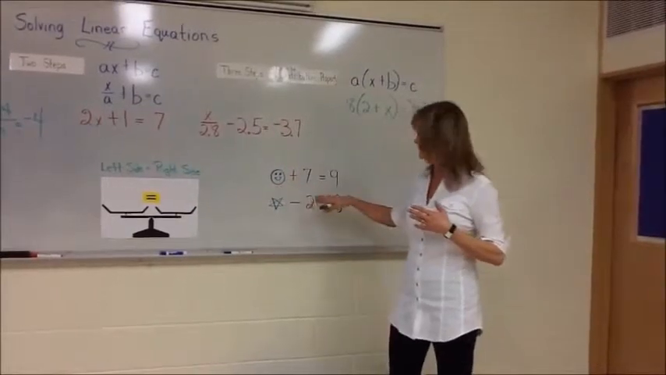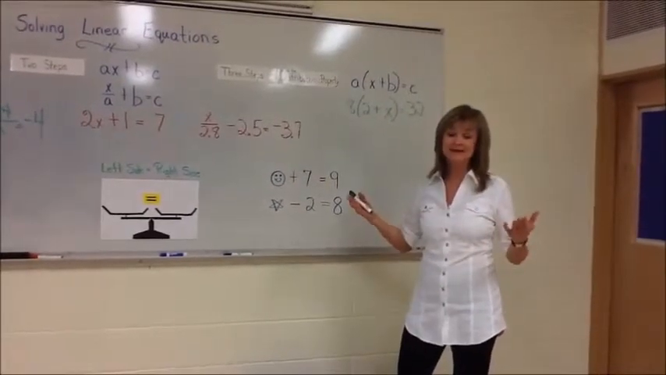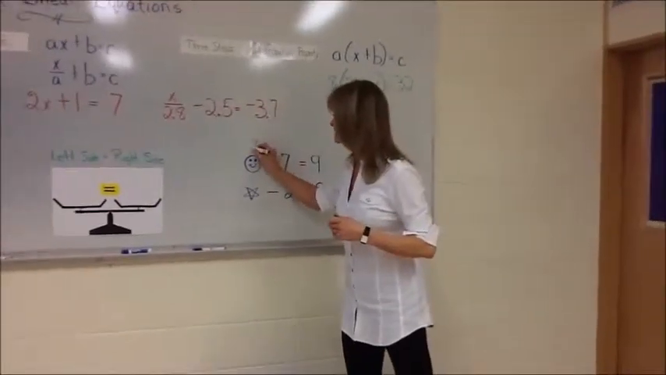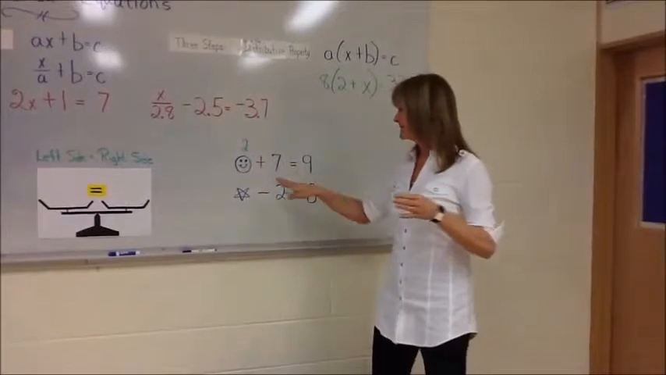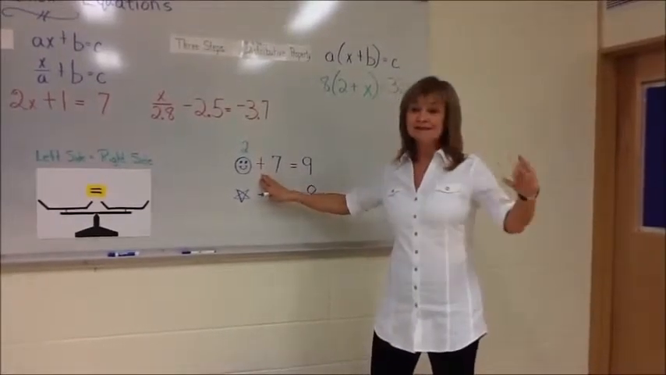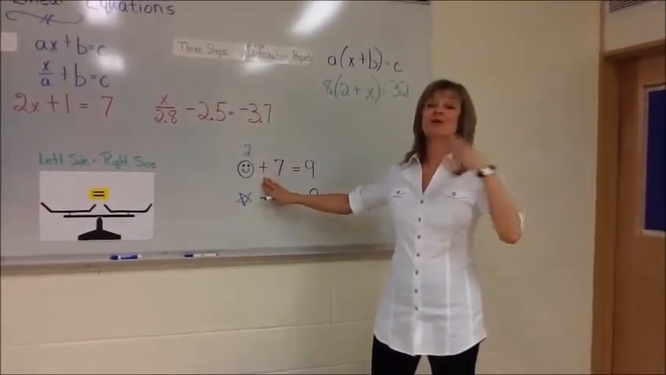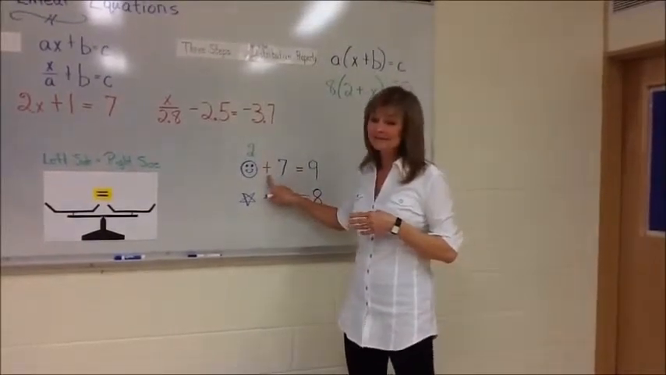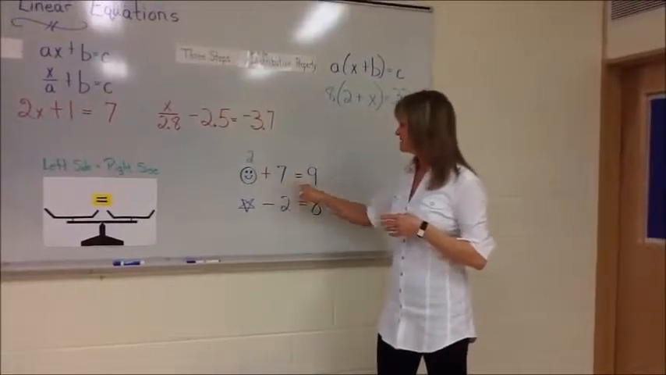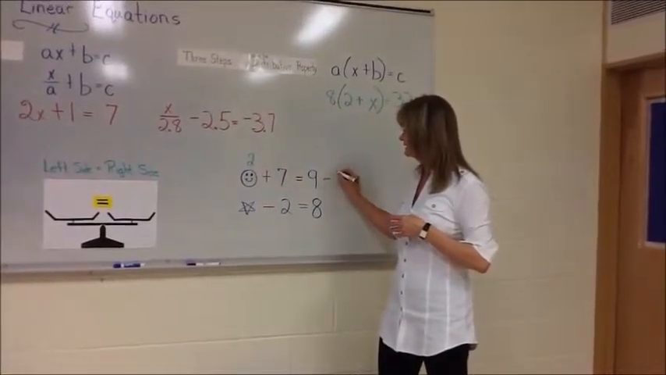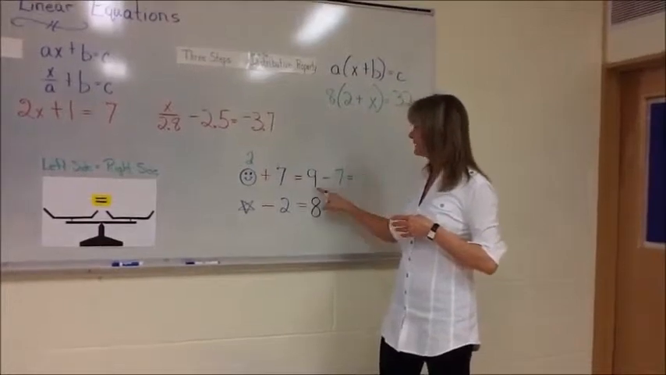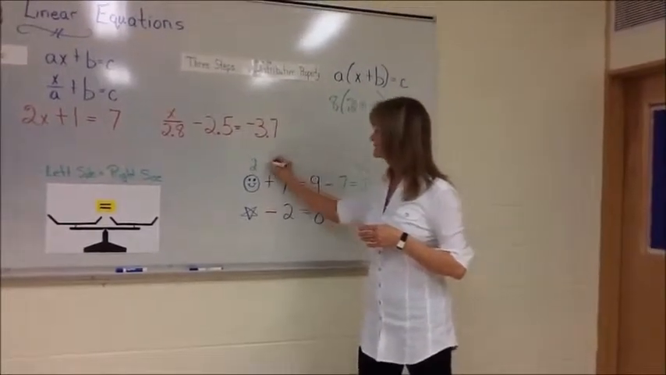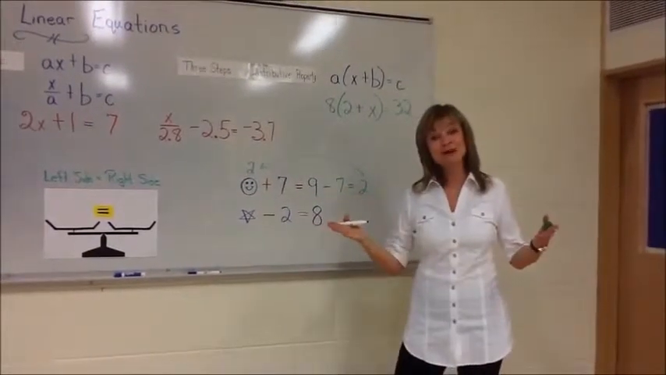Because this happy face plus 7 is going to equal 9, you know that this happy face is actually 2. Solving linear equations draws on all the facts and information you've learned before. The opposite of addition is subtraction. So if we take the 9 and subtract our 7, 9 take away 7 equals 2, and that's what replaces your happy face.